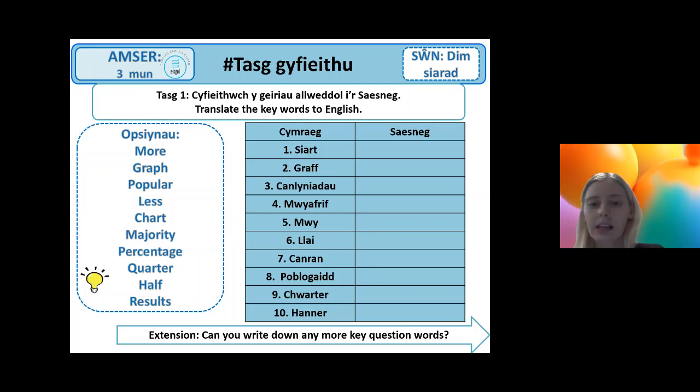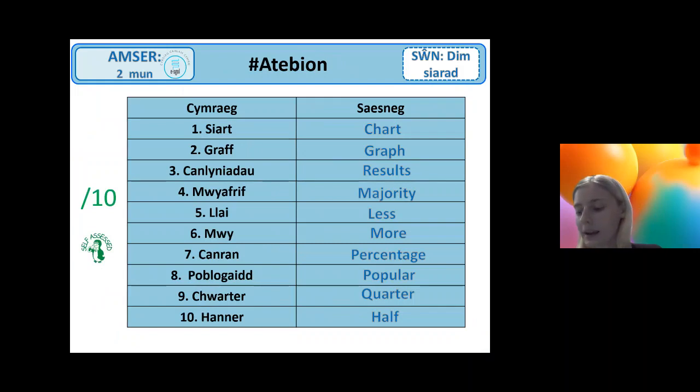Okay, if we go through the atebion, you're more than welcome to type in your marks out of 10 in the chat. So the first one, chart is chart in English. Graph is graph in English. Canlyniadau, that could be a new one for us. It means results. So the examiner could say, ydych chi'n cytuno gyda canlyniadau? Do you agree with the results?